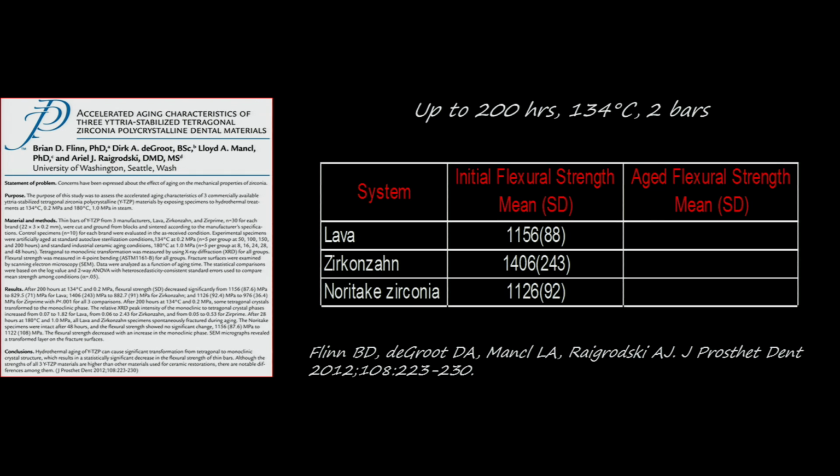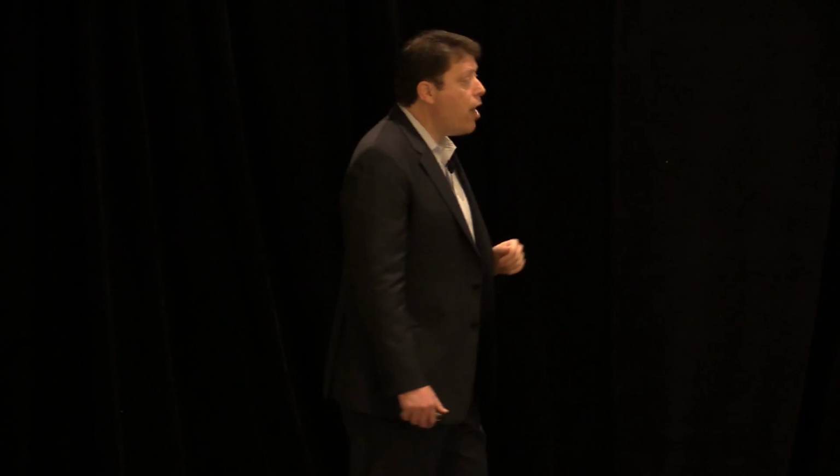And with this model, known as the accelerated aging model, according to the ceramic engineering literature, every hour under those conditions of 134 Celsius, 2 bars of pressure in a humid environment is equivalent to at least a year in vivo. So what happened after 200 hours? And the answer is we saw a significant reduction in flexural strength. And we're looking at still over 800 megapascals. So this is very encouraging.